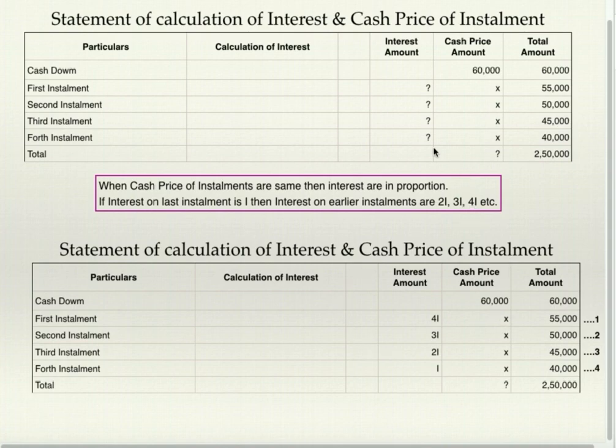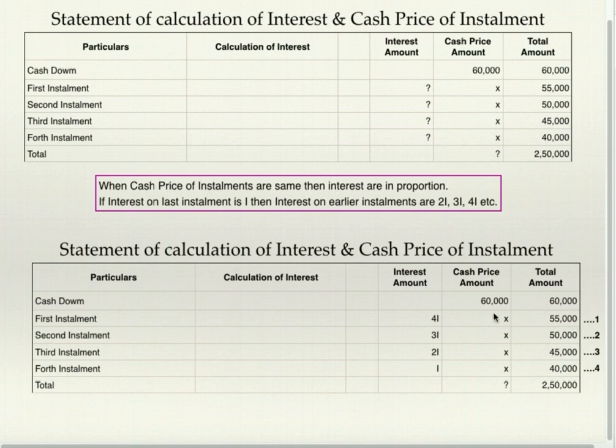Now see, again I have copied the above statement because I just want to tell you the calculation of interest. Cash down is 60,000. Last installment interest is I. That is fourth installment interest is I. Therefore, third installment interest is 2I. Second installment interest is 3I. And first installment interest is 4I. Why? Because cash price of the installments are same, interest are in proportion. First installment interest is always more, and then installment interest goes on reducing.